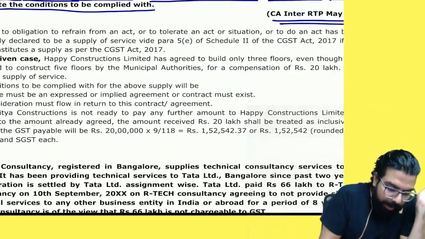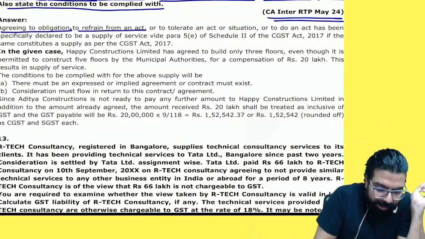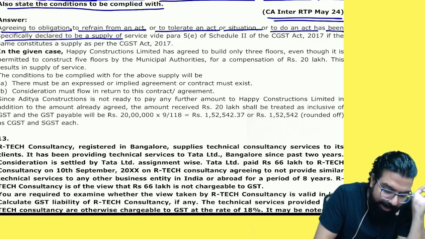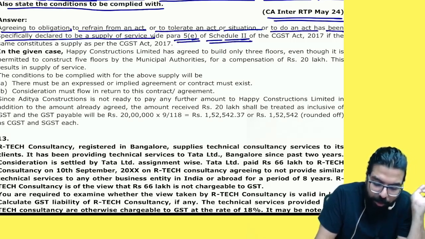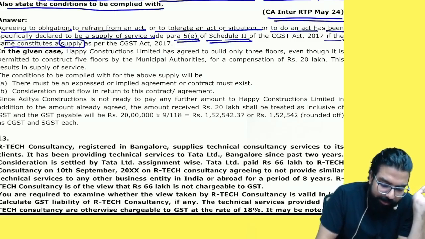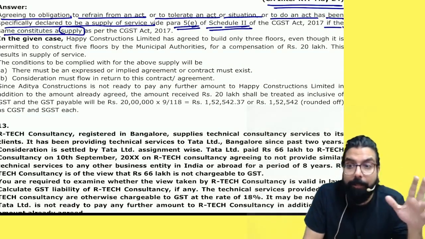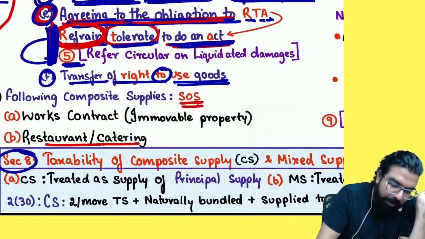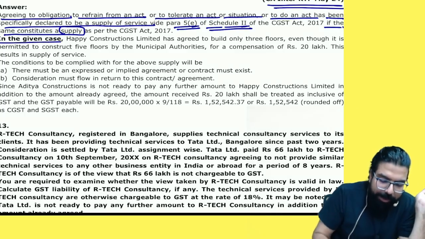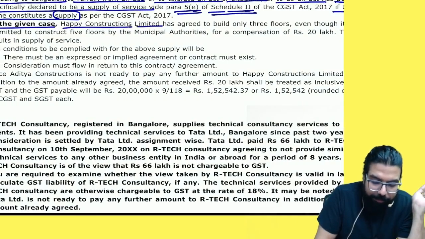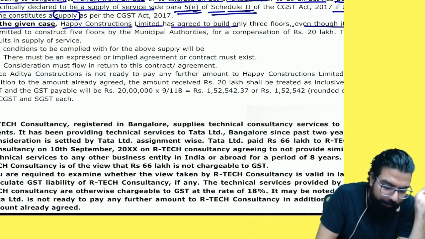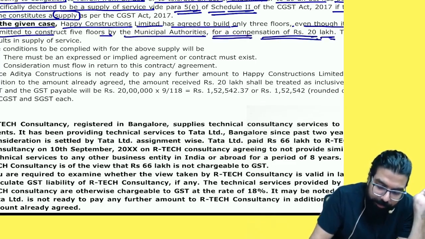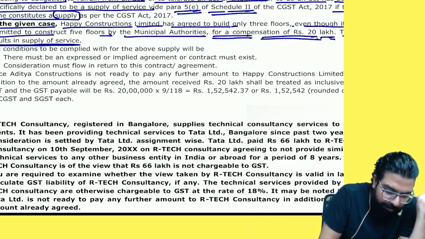See here. Agreeing to the obligation to refrain, tolerate an act or situation, or to do an act has been declared as supply of service in para 5E of Schedule 2. First of all, it has to be a supply, meaning there has to be an agreement. Is this the law? Now, in the given case, Happy Construction Limited has agreed to build only 3 floors, even though it has permission, for a compensation of how much? This results in supply of service.